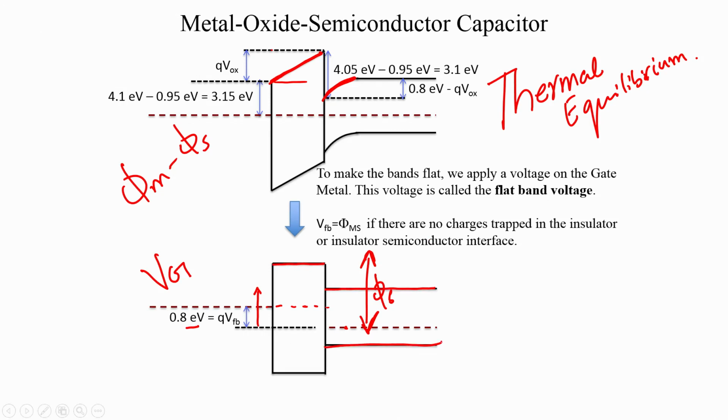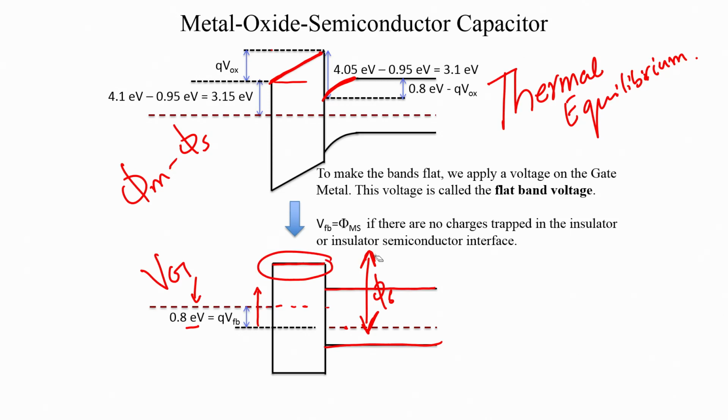But of course, we are now not at thermal equilibrium because we are applying a gate voltage, and therefore the Fermi levels are not aligned at this point. The moment you remove the gate voltage, the material will head back towards equilibrium with the metal transferring electrons to the semiconductor, and therefore the conduction band edge near the interface will start bending towards the Fermi level in the semiconductor. Now, the gate voltage needed to create this flat band condition is something called the flat band voltage. This is a technical term.